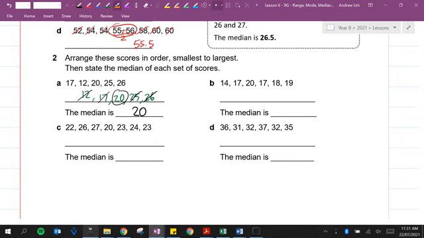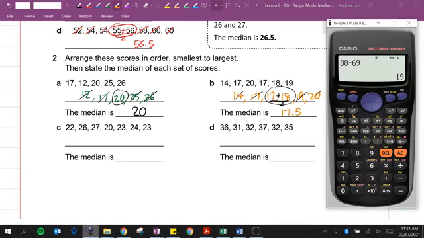Okay, question B. We've got the smallest is 14, then 17, and 17, 18, 19, and 20. Just count your scores, make sure you didn't miss any. We've got 1, 2, 3, 4, 5, 6 numbers we've written down. Good, there are 6 numbers in the question. Now we can start eliminating. Smallest, largest, 2 in the middle. Add them together, divided by 2, and my answer is 17.5.